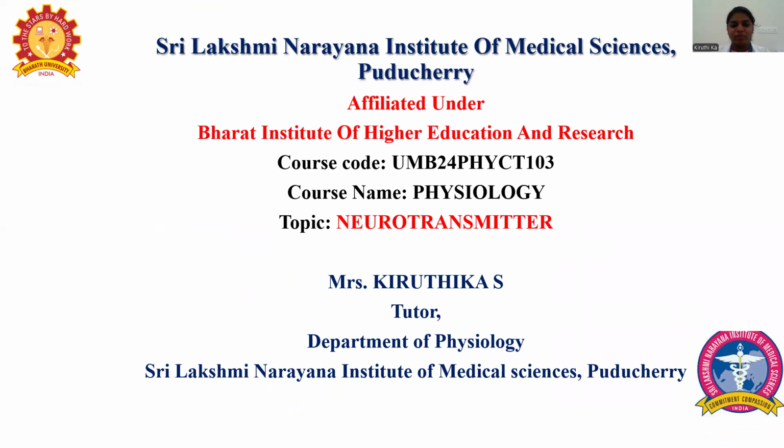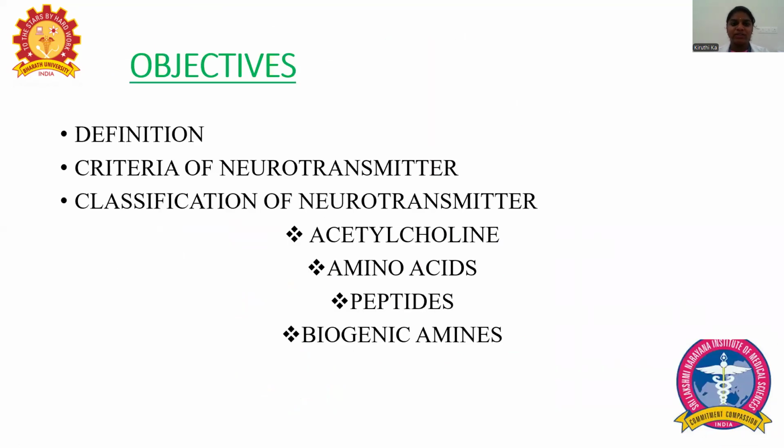My topic is about neurotransmitters. What are the things we are going to discuss in this session? The first one is the definition of a neurotransmitter. Second, the criteria of a neurotransmitter, and third, the classification of a neurotransmitter. In classification, it has acetylcholine, amino acids, peptides, and biogenic amines.